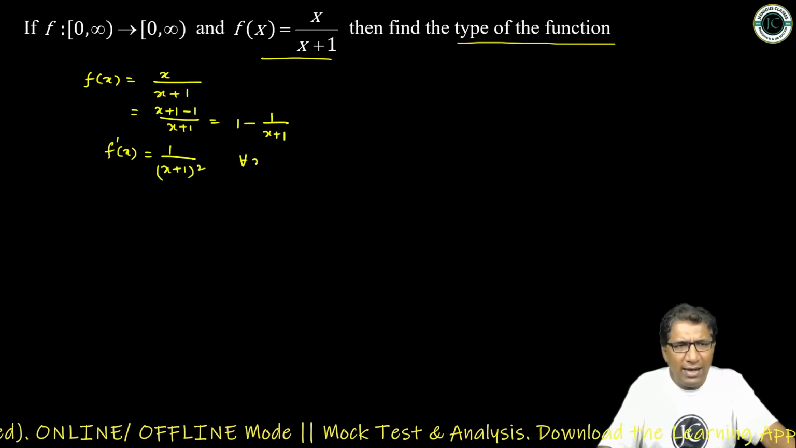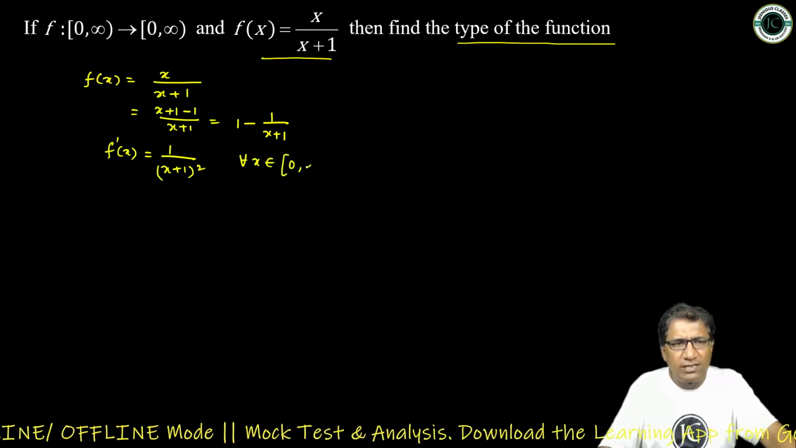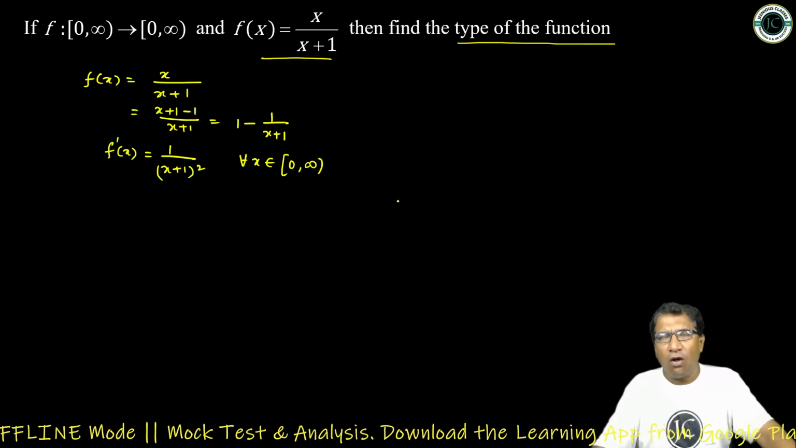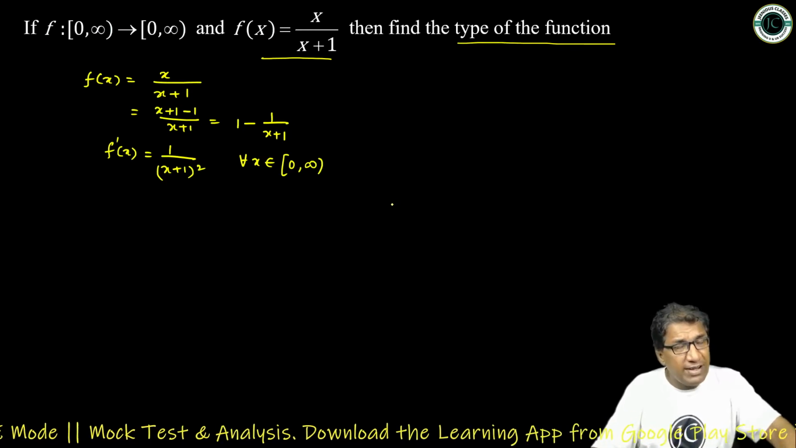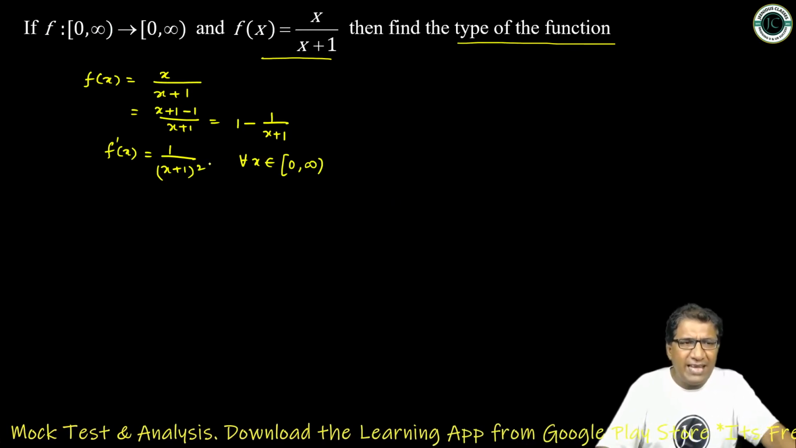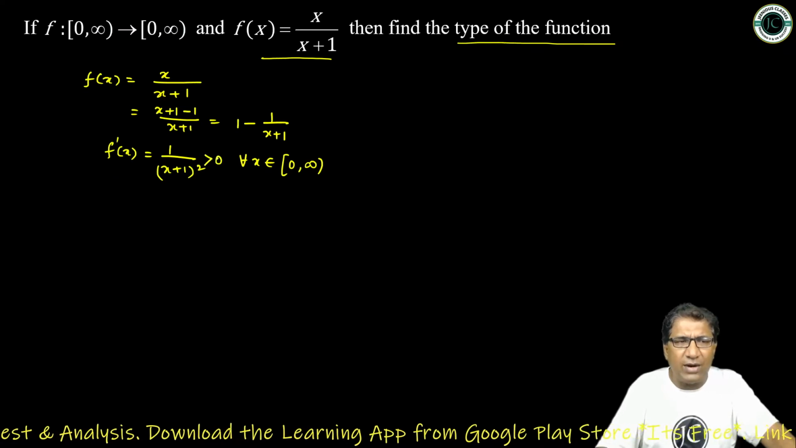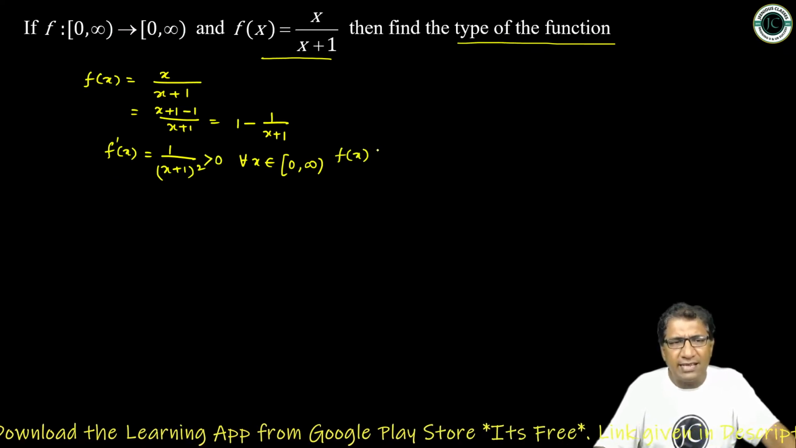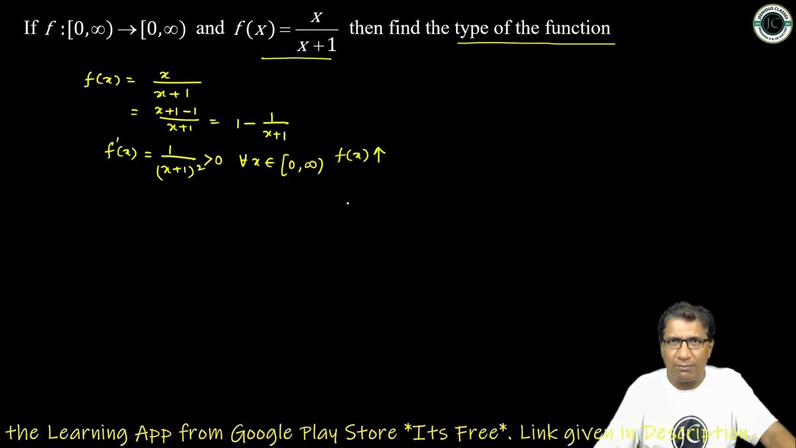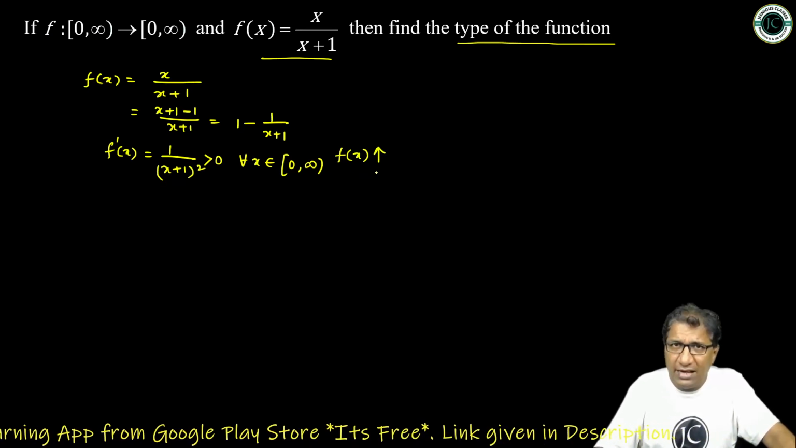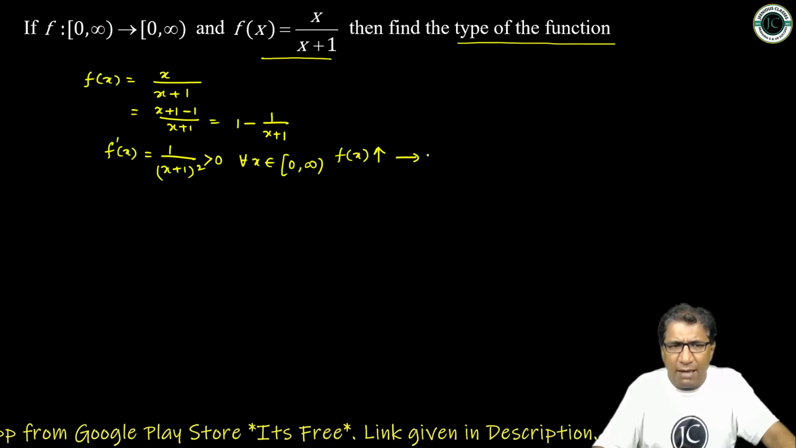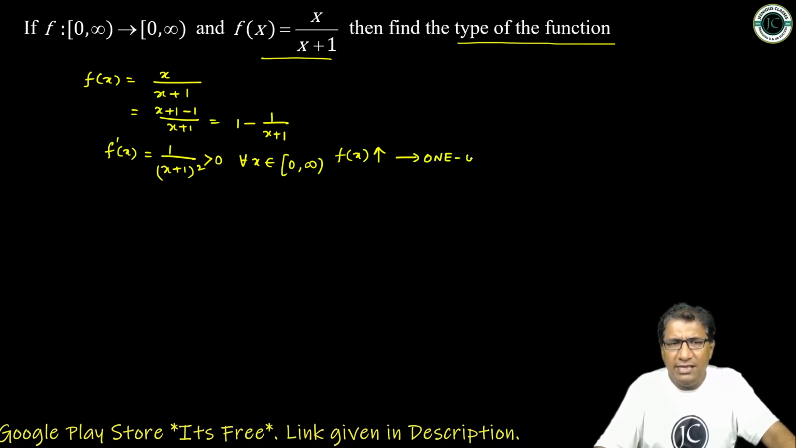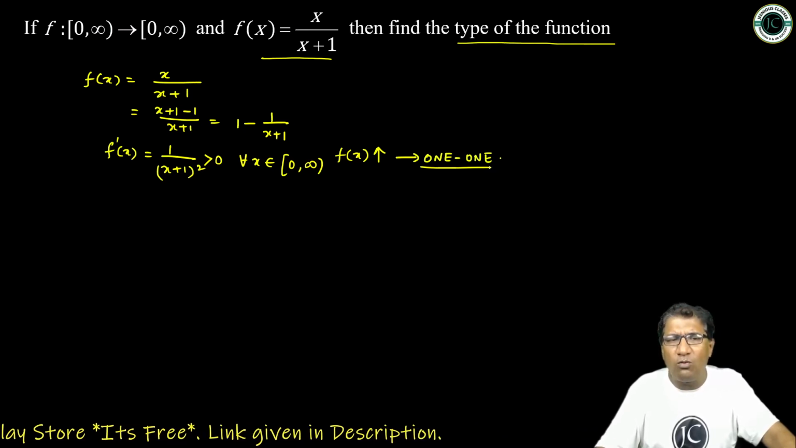Now for all x belongs to 0 से infinity, look at it very carefully. f dash x is always greater than 0. It means that f(x) is a strictly increasing function. और f(x) अगर strictly increasing function है, इसका मतलब ये function क्या बना? Injective function और 1-1 function.